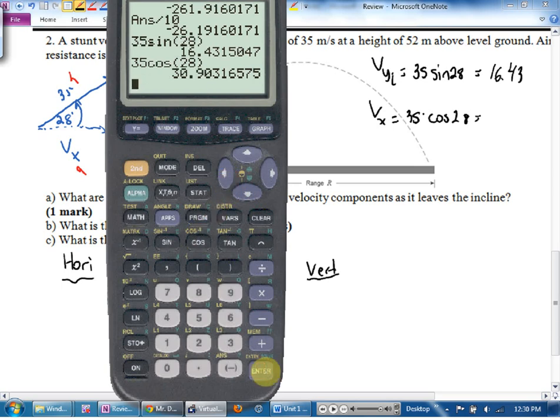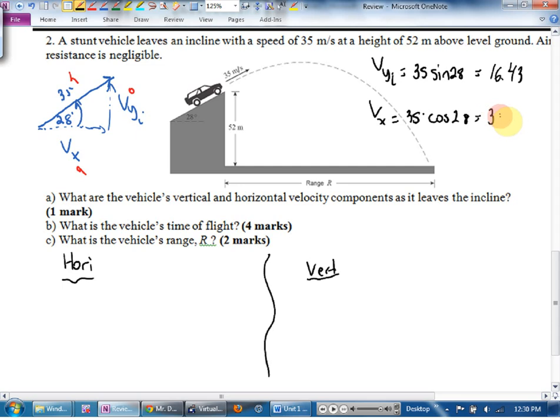So VX is 30.9, VY initial is 16.43. I also know both accelerations automatically. If I'm in my magic physics world, ignoring air resistance, acceleration horizontally is what? Zero. And vertically is?